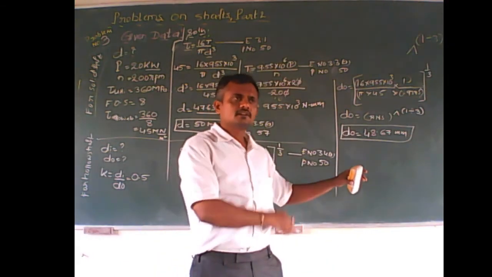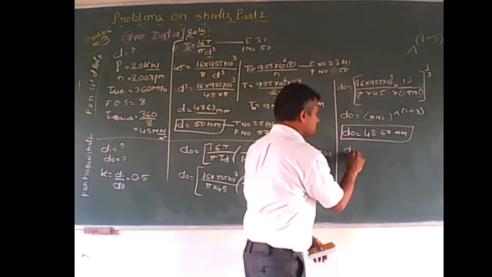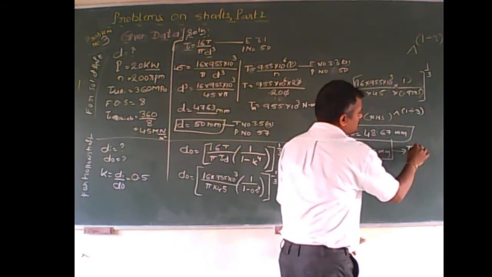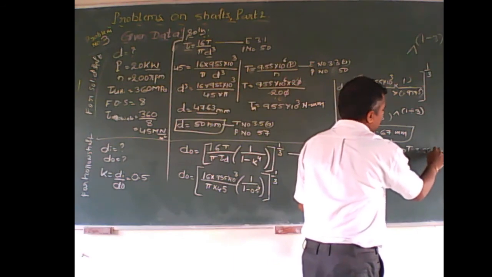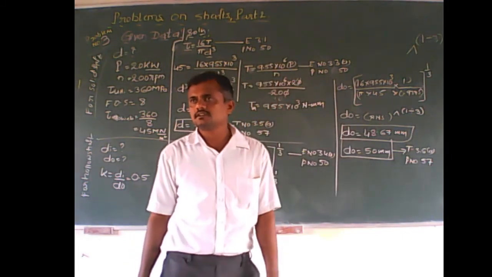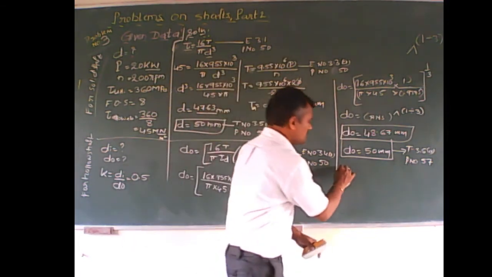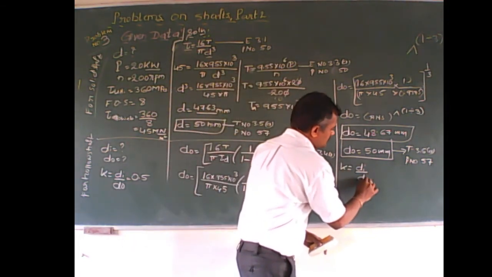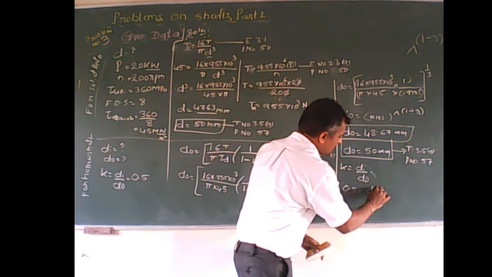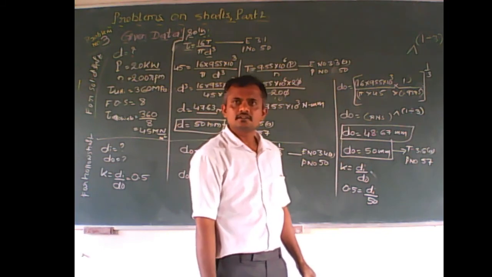So let us first determine the actual size which may be available. Standard size, how much are you getting? 50 mm, correct? So for this, table number is 3.5a, page number is 57, right? So the outer is 50 mm. With the help of this ratio, what can we get? k is equals to di by d outer. So K is known to you, 0.5, which is equals to di by 50.